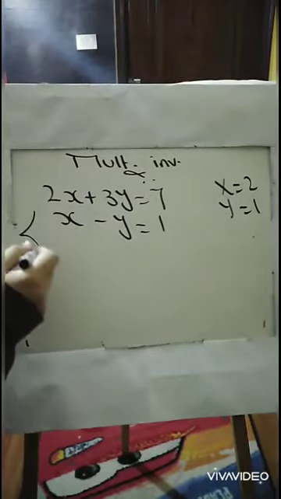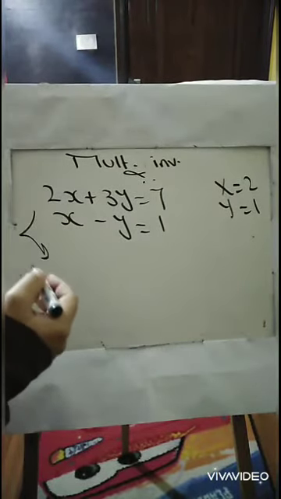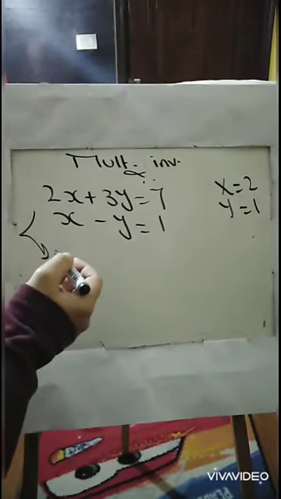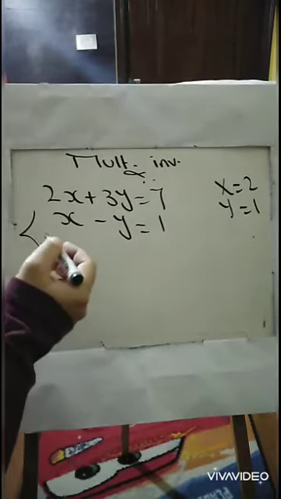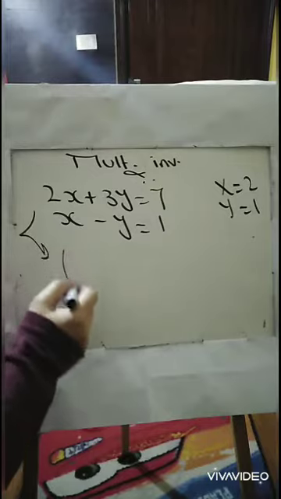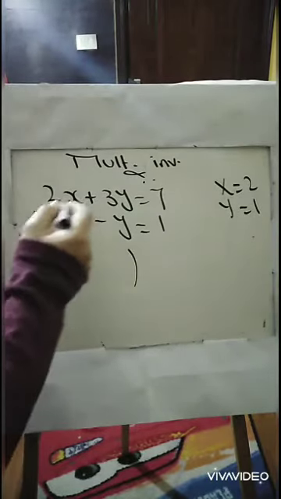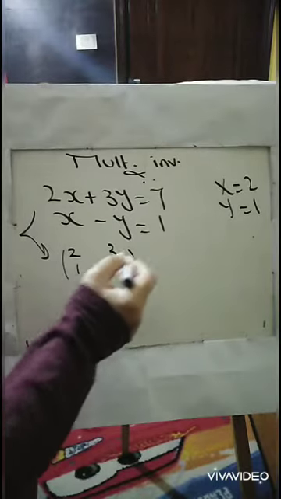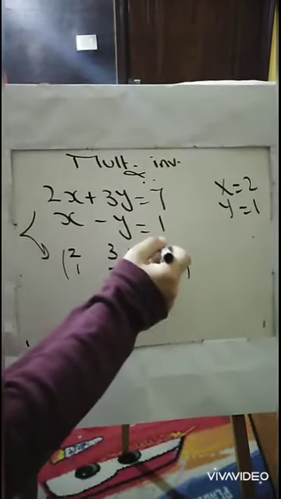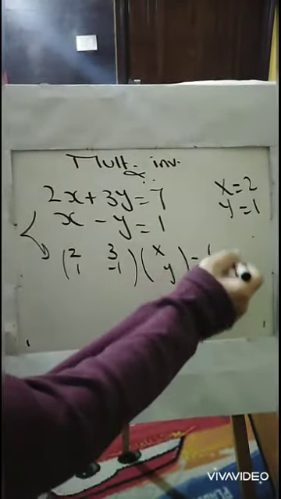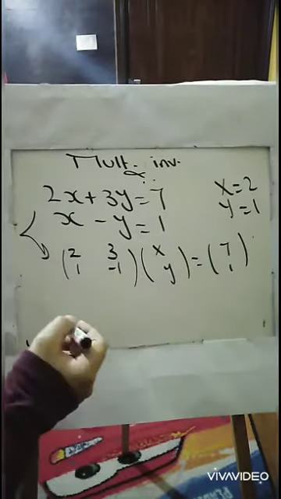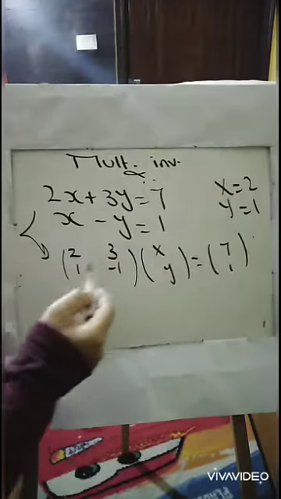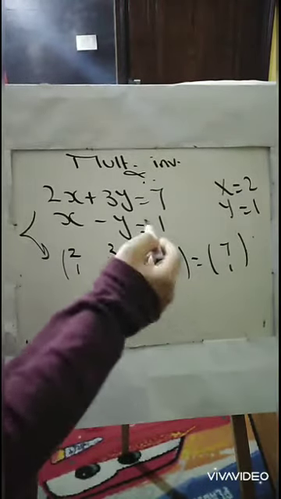But I need to get these values by another method. How do I get it by another method? First, I will get it by using the multiplicative inverse method, which is, you are going to write first the coefficients here, which are [2, 3; 1, -1], times the variables x and y, equals the results, which are 7 and 1. If you multiply, it will be 2x plus 3y equals 7, and 1x minus 1y equals 1.